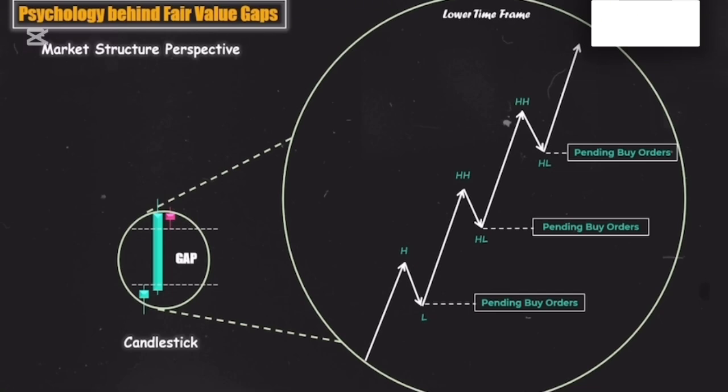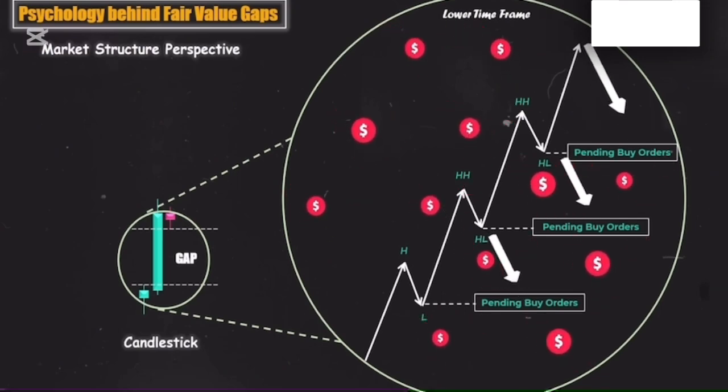At the same time, since the number of buyers outweighs the sellers, price keeps climbing until it hits a significant supply zone, where enough sell-side liquidity exists to balance the demand. At this point, the market starts to reverse temporarily. Why? Because it now needs to rebalance the inefficiency it left behind. It comes back, taps into the FVG, sweeps those pending buy orders, fills the imbalance, and then resumes the trend with renewed strength. That's why FVGs are so powerful.